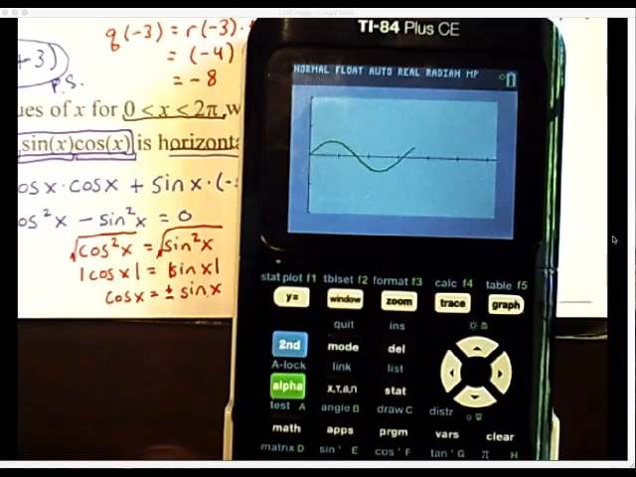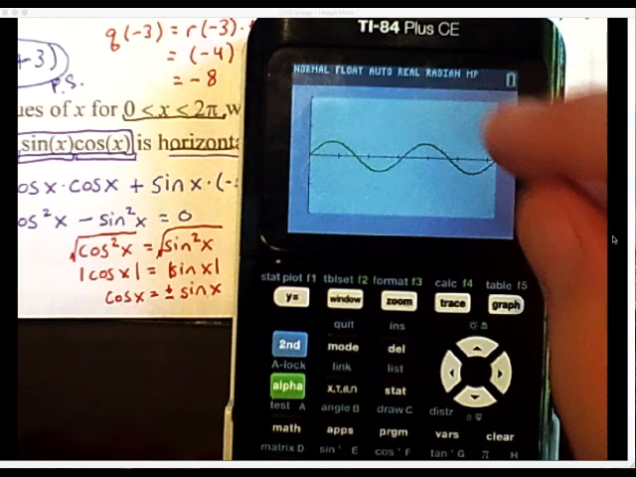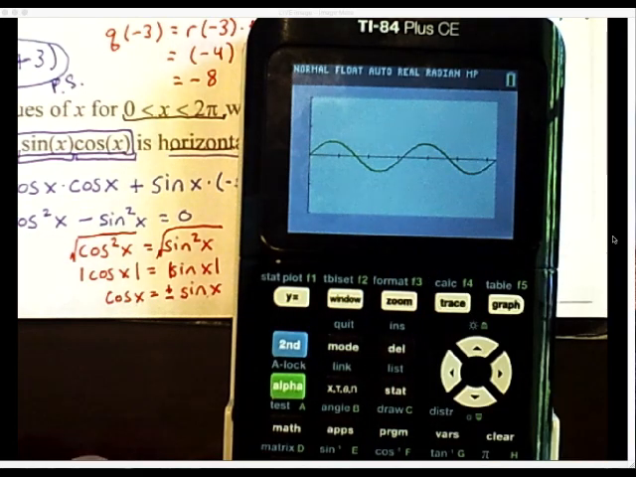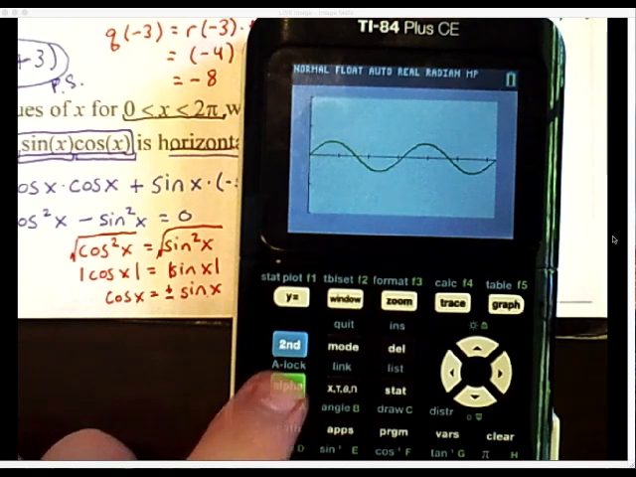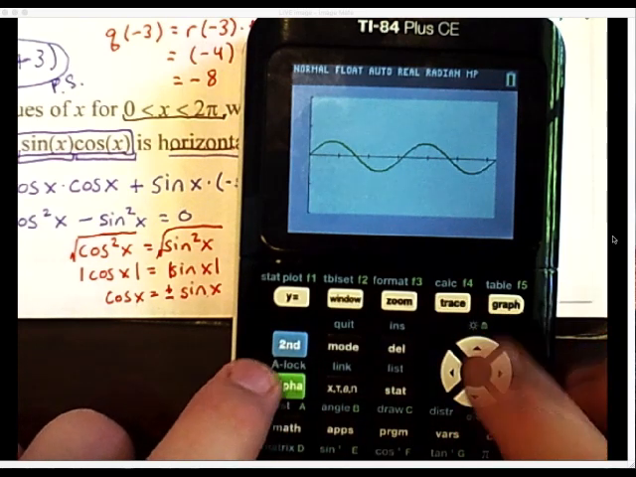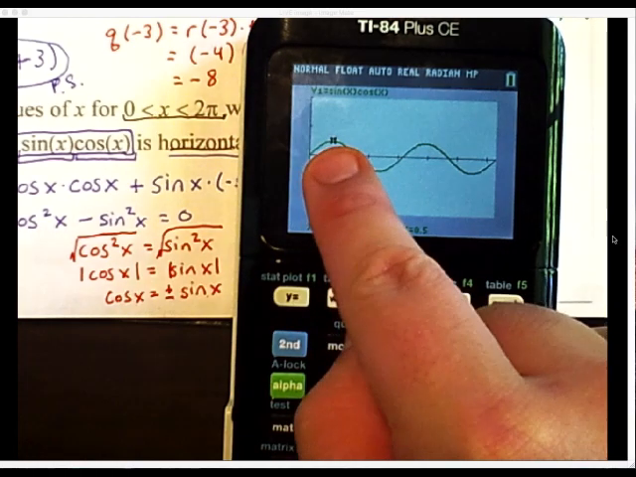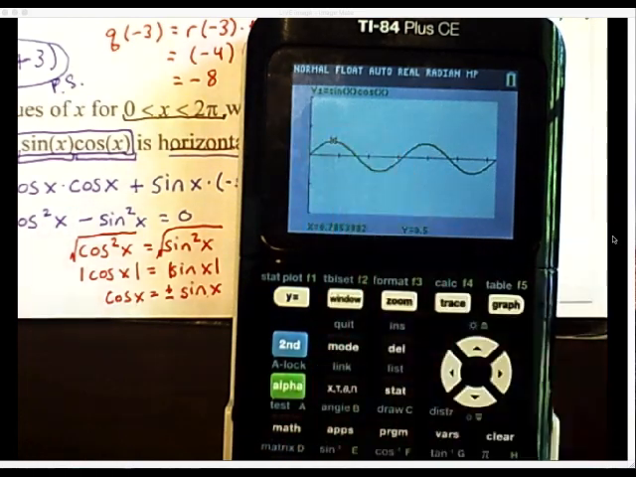The question is, where is there going to be a horizontal tangent line? To me, it looks like there's one right there, one right there, one right there, one right there. Looks like there's 4 of them. Okay, let's just check the x values we got. I'm just going to hit trace. If I type in pi over 4, there's the first one. There would be a horizontal tangent right there.